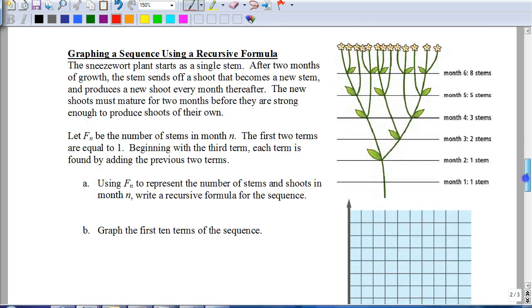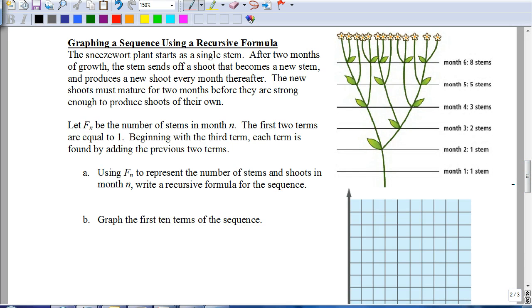Well, we're going to end by looking at this story problem, dealing with this plant. It's called the sneeze wart plant, and surprisingly enough, this is a real plant. It's not something taken out of Harry Potter. It is a real plant, and what it does is it starts out when it's growing as a single stem.